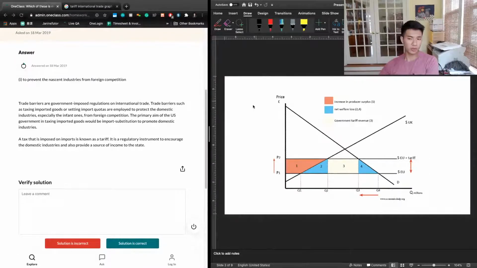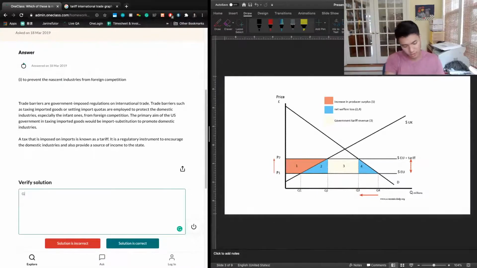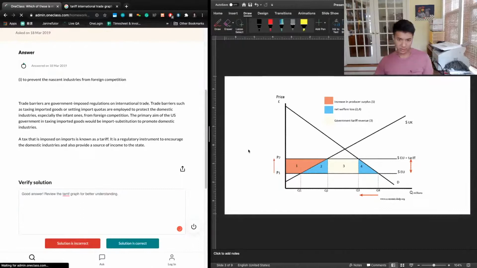And so we can take a look at the previous tutor's answer to check our answer. The previous tutor also said 1, and it stated that trade barriers are government-imposed regulations on international trade. Trade barriers such as taxing imported goods or setting import quotas are employed to protect domestic industries, especially infant ones, from foreign competition. The primary aim of the U.S. government in taxing imported goods would be import substitution to promote domestic industries. A tax that is imposed on imports, known as a tariff, is a regulatory instrument to encourage domestic industries and also provide a source of income to the states. That's a good answer. Review the tariff graph for better understanding. Mark that as correct, and we can move on to the next question.